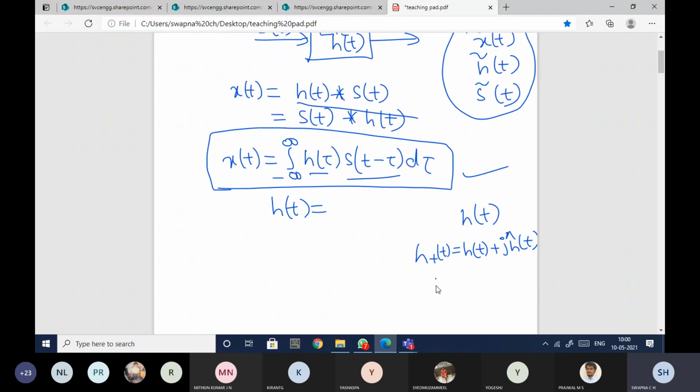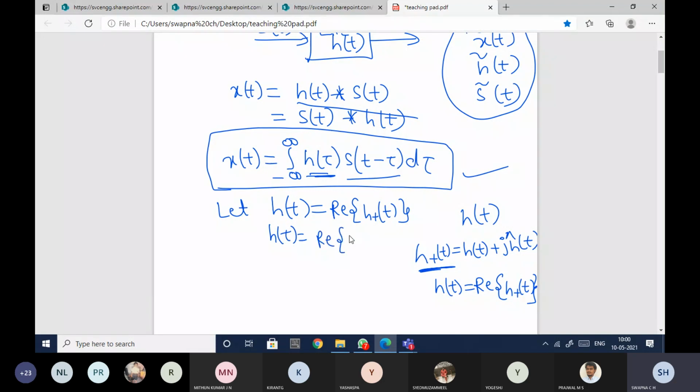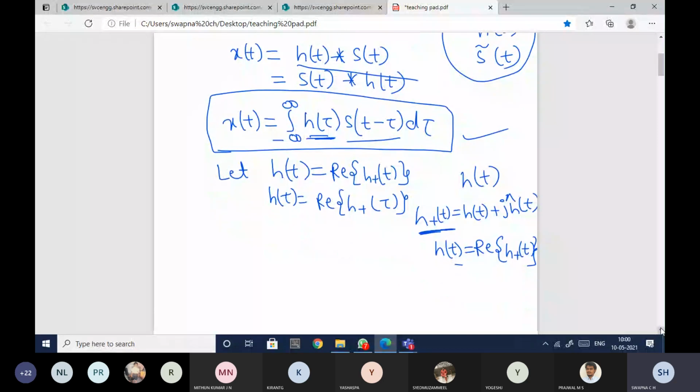This is how we represent it. Or if I want to find H of t, it is nothing but the real part of H plus of t. This we already know. The same thing I'll just represent here. So let H of t be equal to the real part of H plus of t. But I want it in terms of H of tau, so I'll write H of tau is equal to the real part of H plus of tau. Let me consider this as equation A.